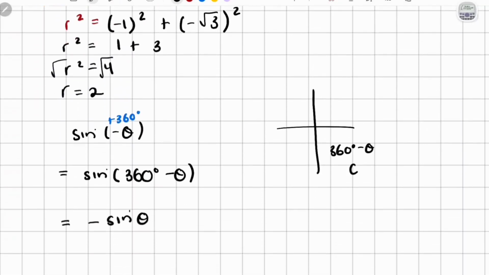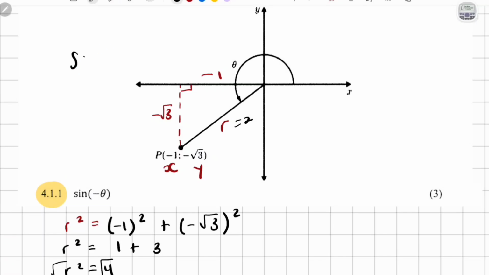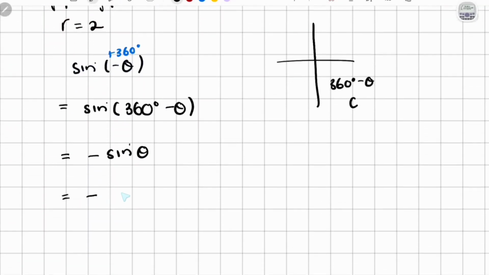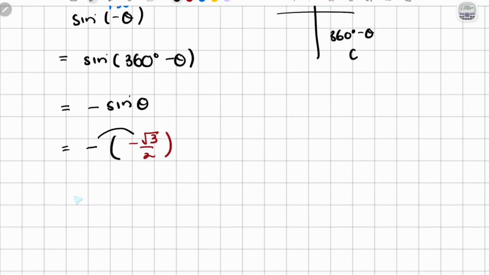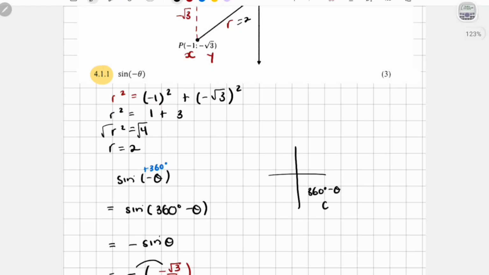Now using the diagram, what is sine theta? So we can just make that negative. Sine, remember in SOHCAHTOA, sine is opposite over hypotenuse. So the opposite side over the hypotenuse. That's -√3 over 2. So remember, we still have this negative here, and then the -√3 over 2. So our answer, when they multiply, is just going to be +√3 over 2. And that is the value of sine -theta.